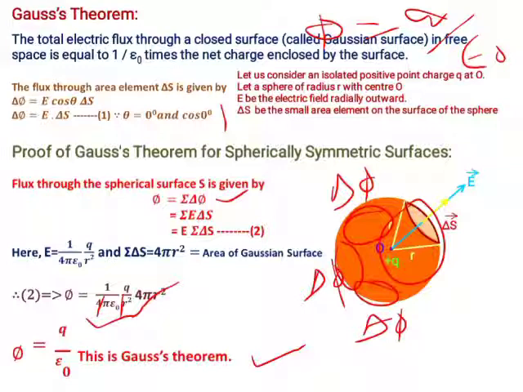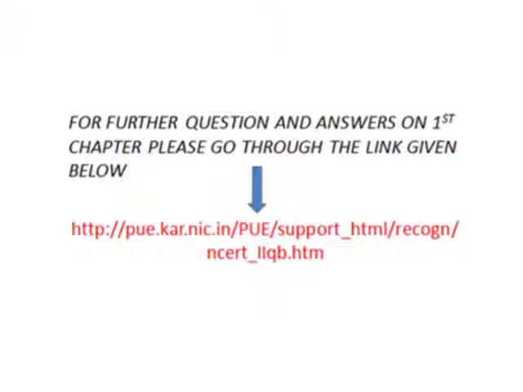This is Gaussian theorem. So, from the Gaussian theorem, the total electric flux through a closed surface area is equal to 1 divided by epsilon naught times the net charge. This is Gaussian theorem. I hope you understood the theorem properly.